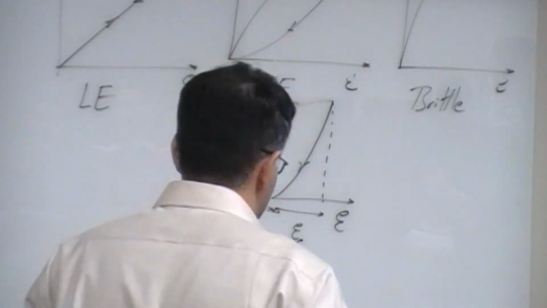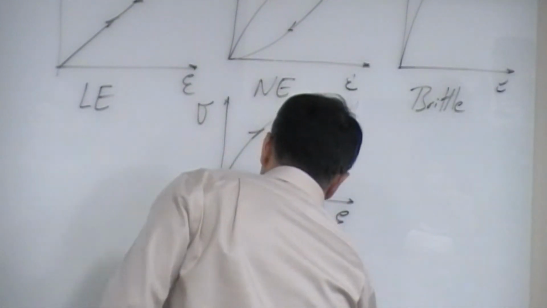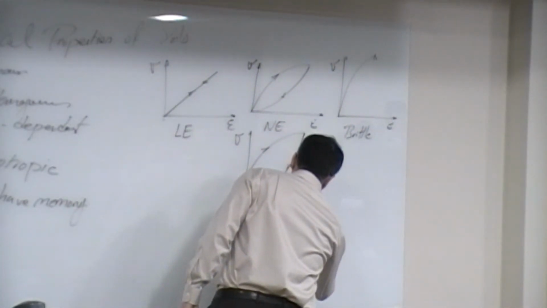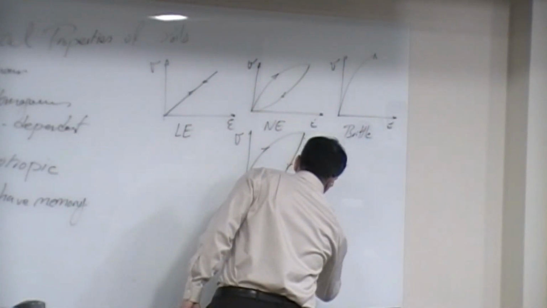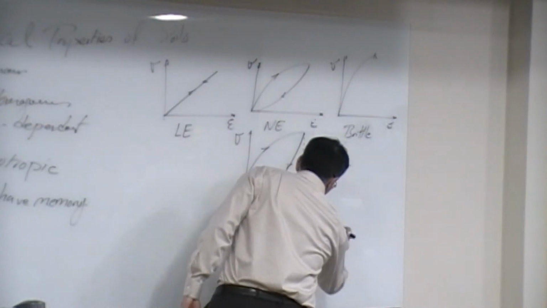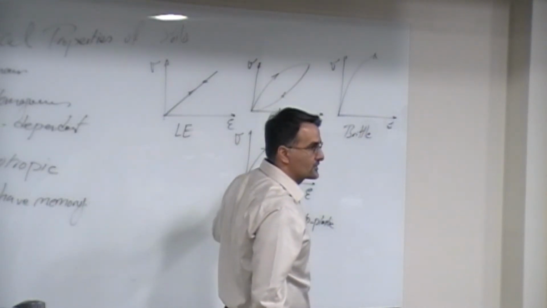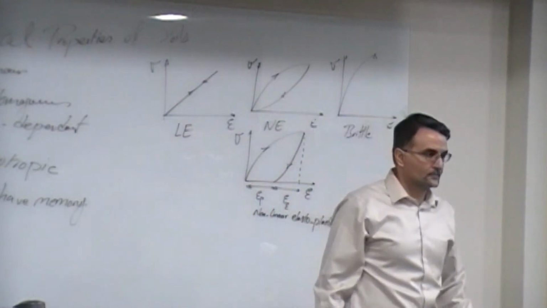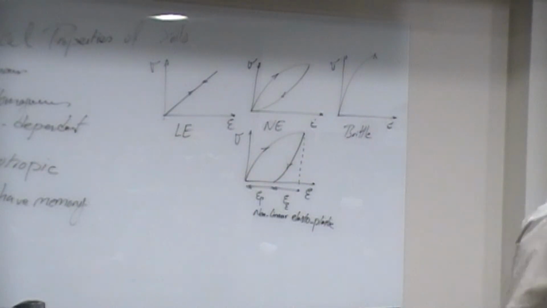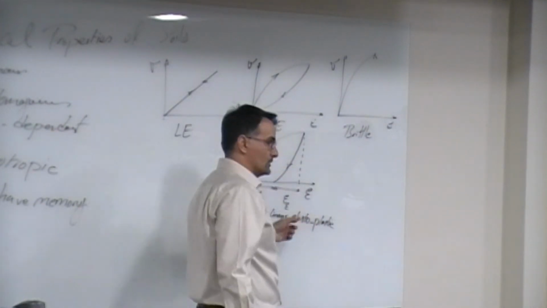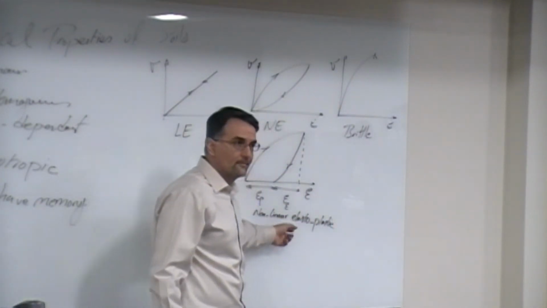Non-linear elastoplastic. Because there is an elastic component to it and there is a plastic component, right? So it's a non-linear elastoplastic material. Soils behave more like this. These are soils.